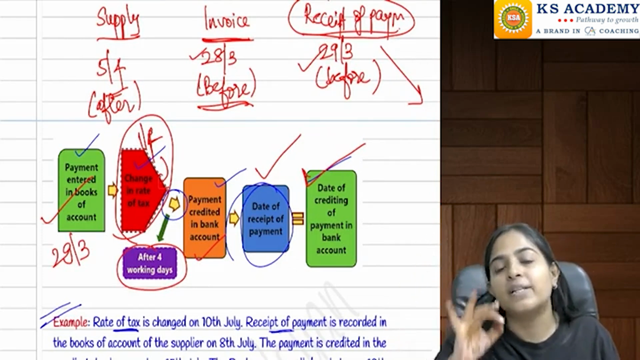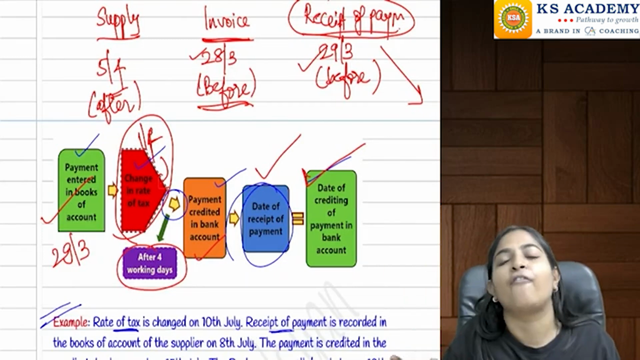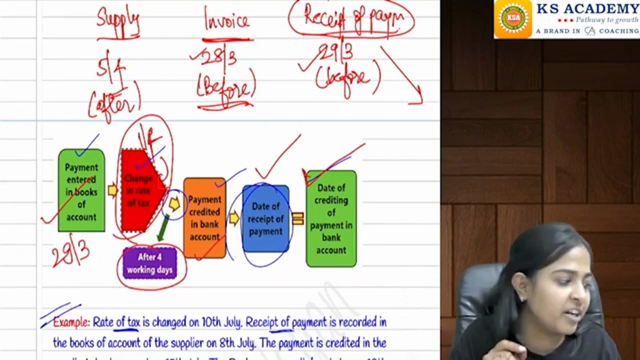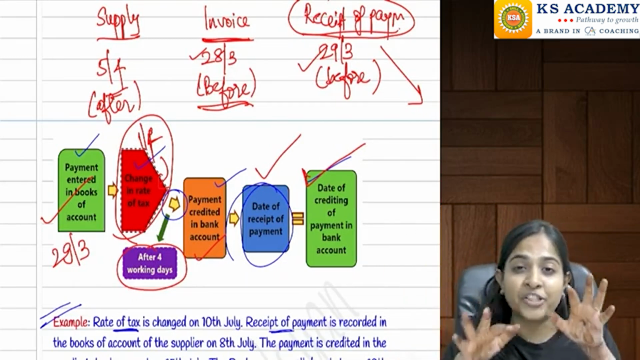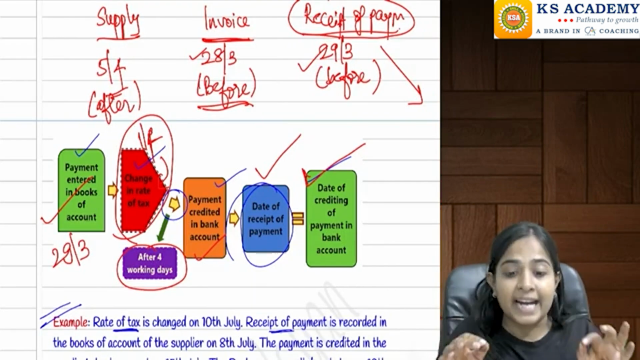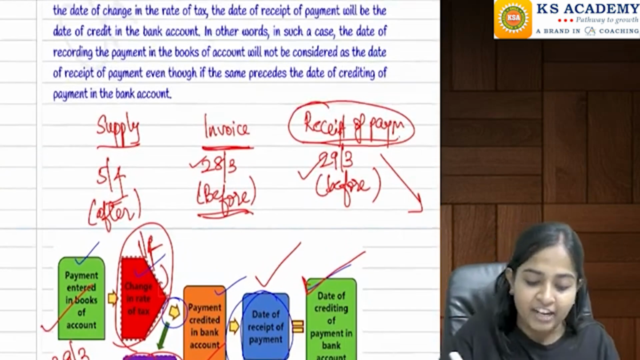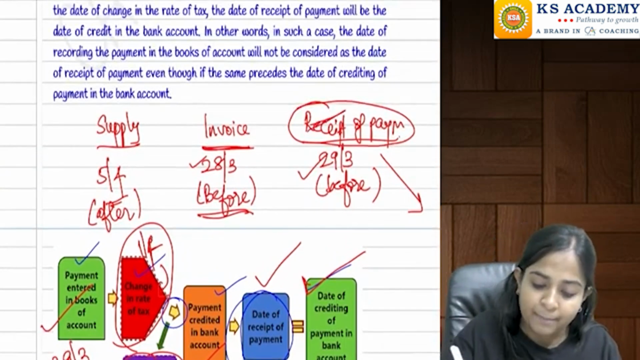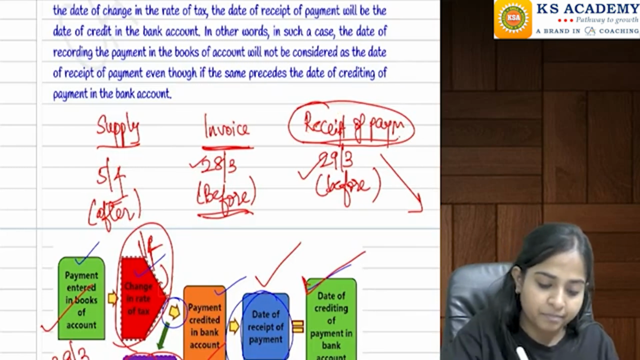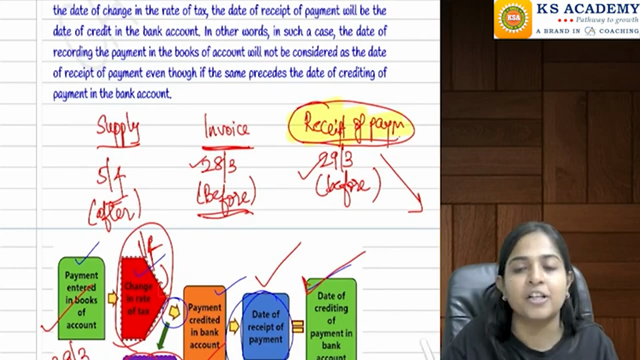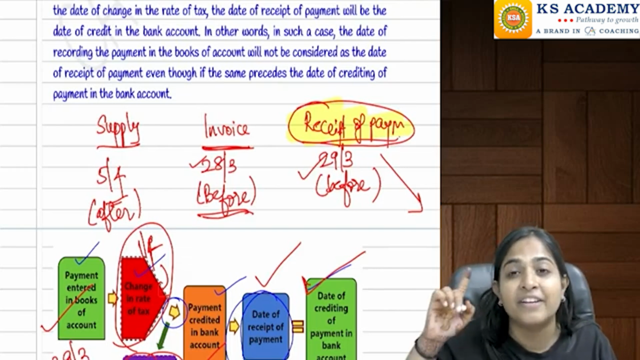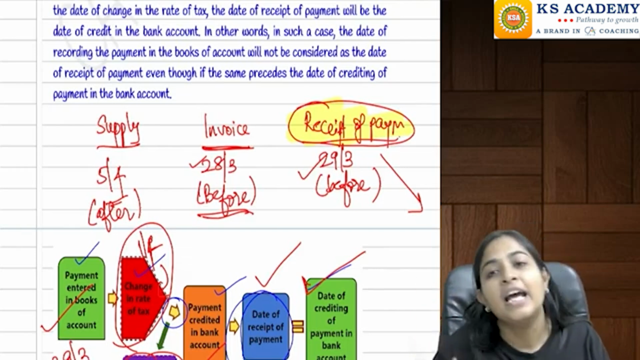If your amount is credited in the bank account after 4 working days from the date of change in rate of tax, means you were trying to just make up the transaction. Now the definition of this term receipt of payment will be the date when the amount is credited in your bank account.